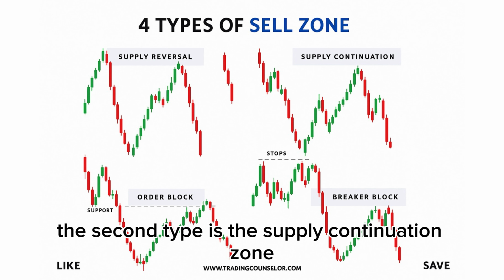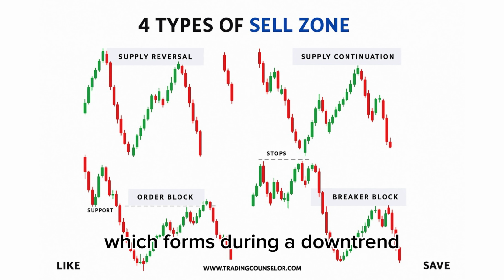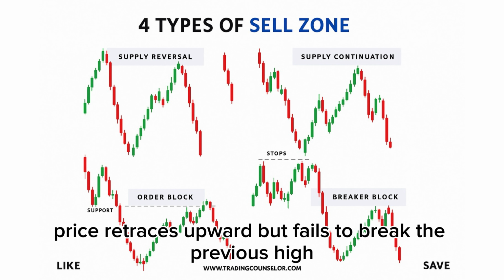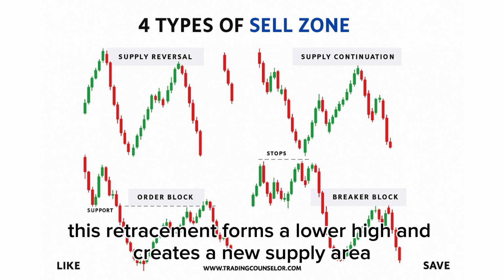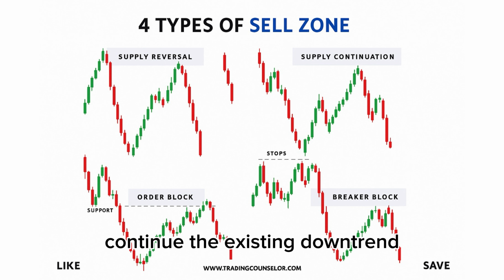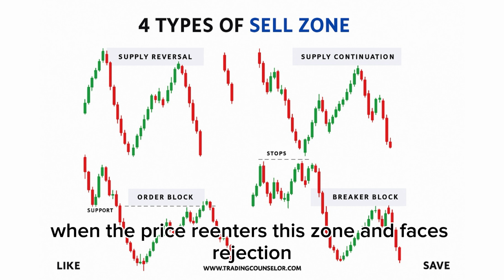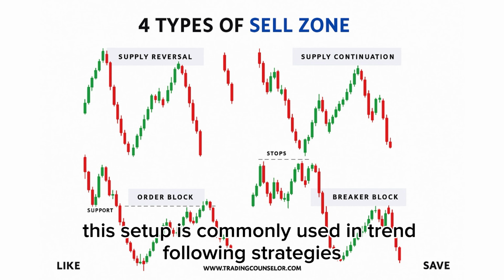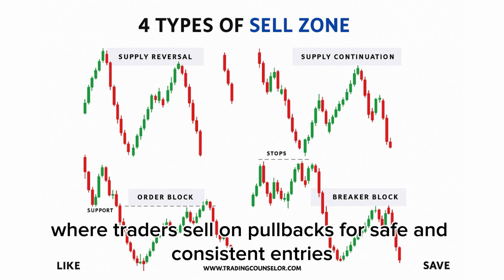The second type is the supply continuation zone, which forms during a downtrend. After a strong bearish move, price retraces upward but fails to break the previous high. This retracement forms a lower high and creates a new supply area, where institutions add more sell positions to continue the existing downtrend. When the price re-enters this zone and faces rejection, it signals a continuation of the bearish move. This setup is commonly used in trend-following strategies, where traders sell on pullbacks for safe and consistent entries.